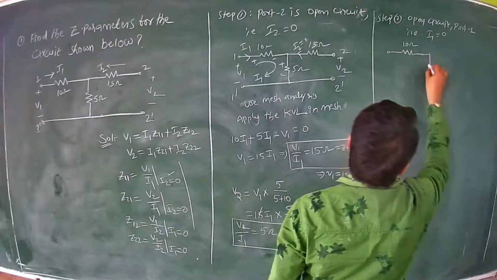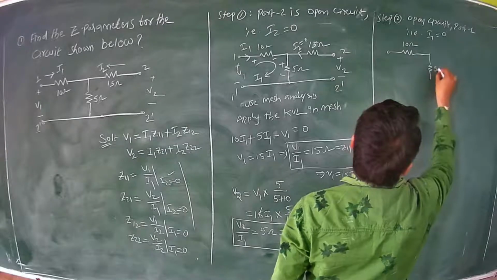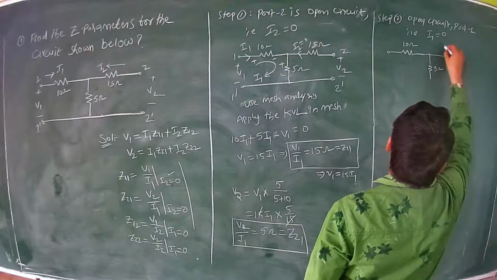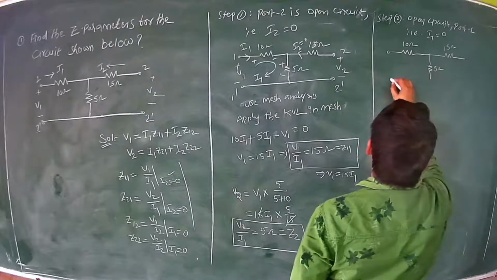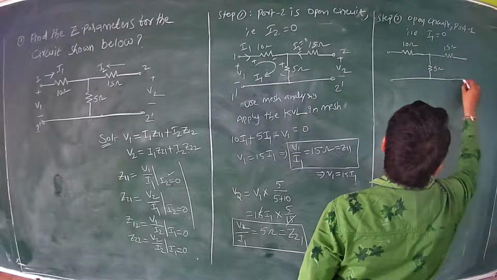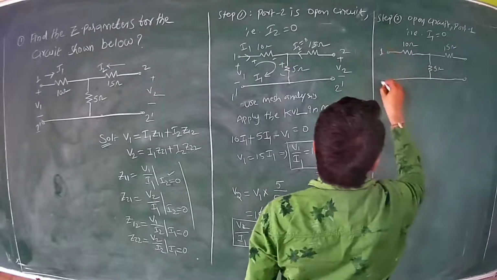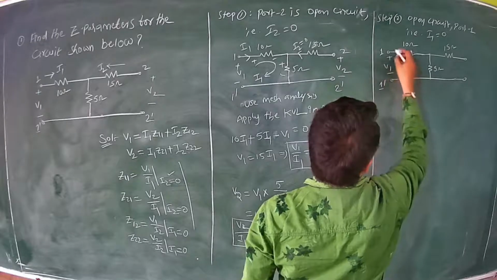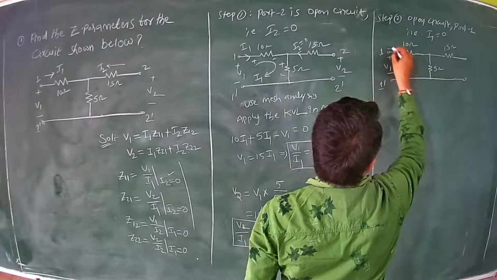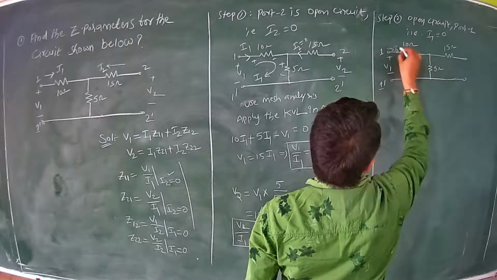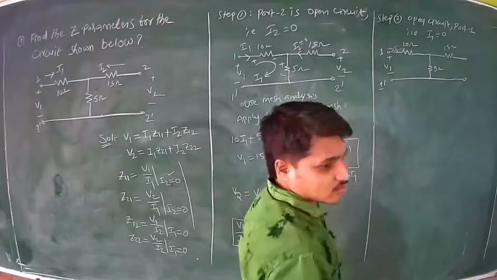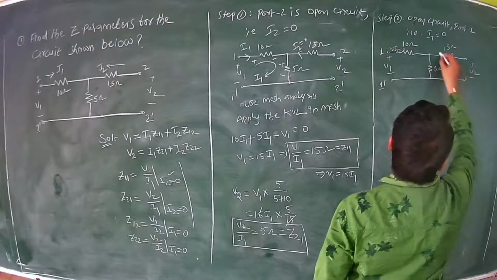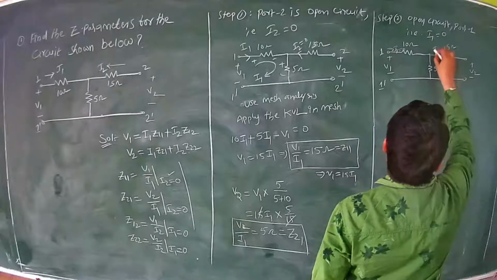10 ohms, 5 ohms and 15 ohms. So this is the port 1, that is 1 dash terminals. Voltage is V1 and here current I1 is 0 because open circuit. Next voltage is V2. Now current is here I2.